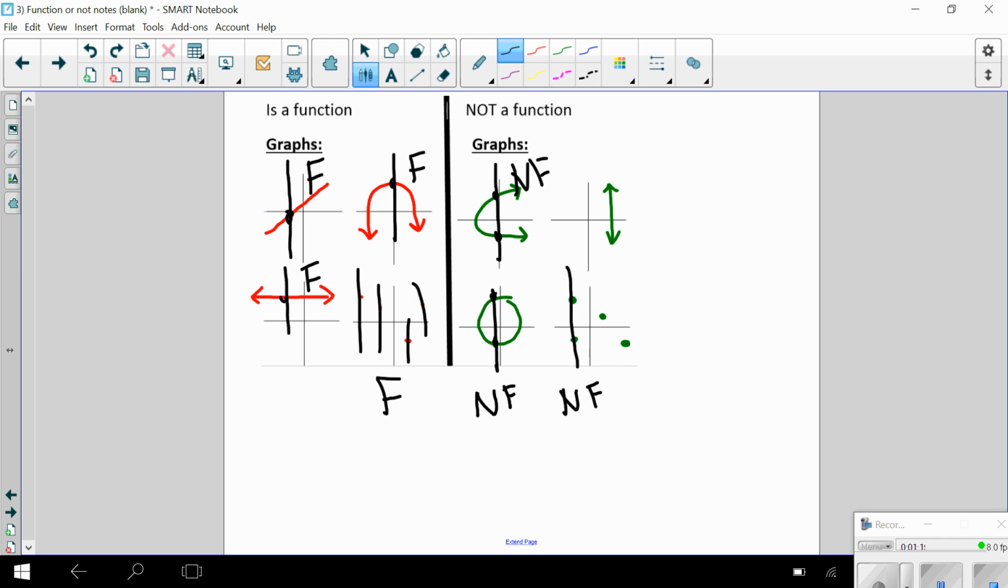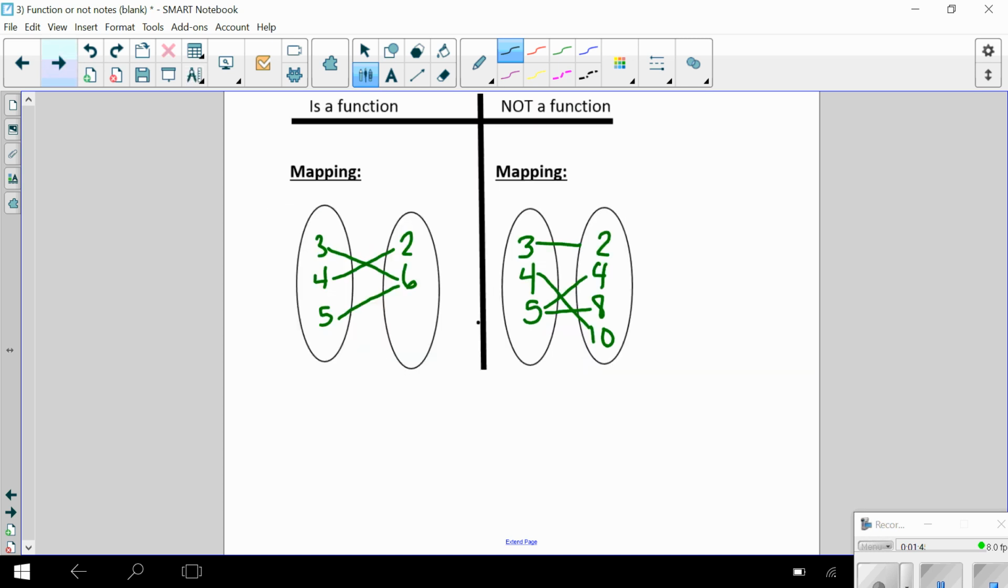I've left this one over here for last, because this is a very important question that they will ask on almost every test, quiz, assessment that you take. A vertical line can never pass a vertical line test because it crosses an infinite amount of times. So it is important to remember that a vertical line is never a function.